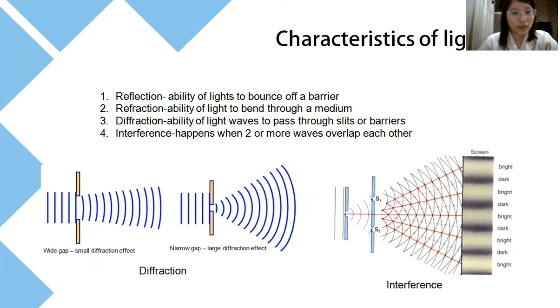Moving on to the characteristics of light. We've discussed reflection and refraction already. Now let's talk about diffraction and interference. Diffraction refers to the ability of waves to pass through slits or barriers by bending. While interference happens when two or more waves overlap with each other. As you can see in this picture, the straight lines symbolize the wave crests. When it passes through a slit, the wave will bend around the slit. The only thing that will change here is the direction of the waves traveling. The smaller the gap, the more the wave will bend to follow the size of the slit.